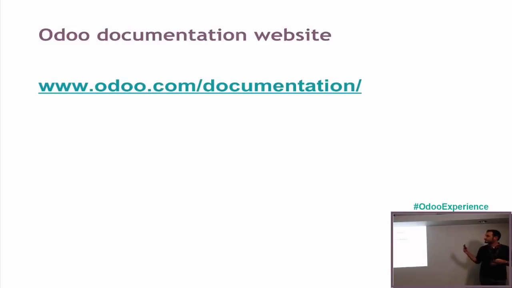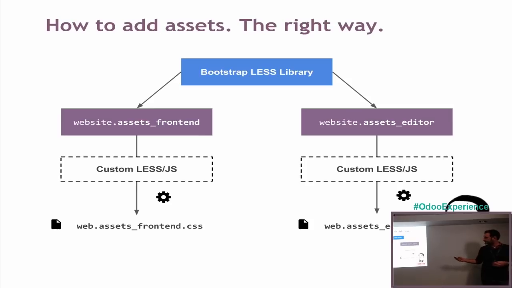I suggest you refer to the documentation website that contains detailed information and a sample about how to do everything I explained before. For example, for adding the assets, in the documentation website you will find the code example with how to easily XPath this template and inject your less file inside.